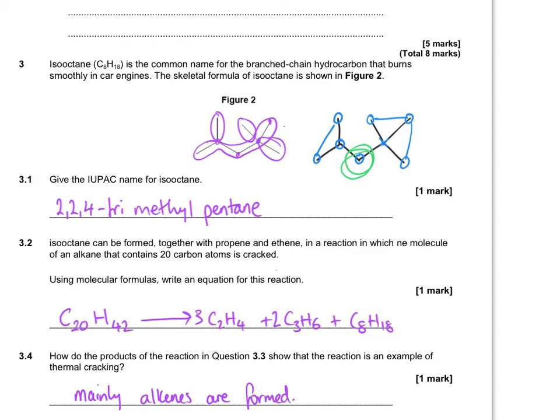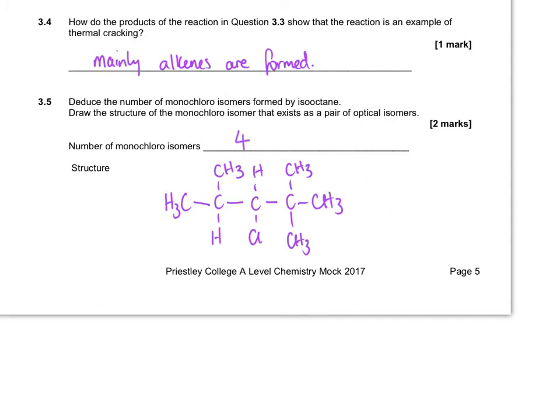So we now need to draw that as a structure that's recognisable. Okay, note the question doesn't actually ask you to draw the projections or to show the enantiomers. It just shows the structure that could exist as a pair of optical isomers. And because this has got a chiral centre there, then that could appear as a pair of optical isomers.